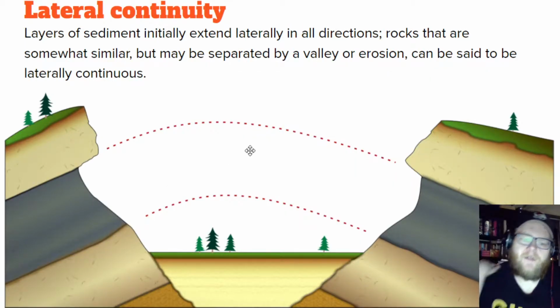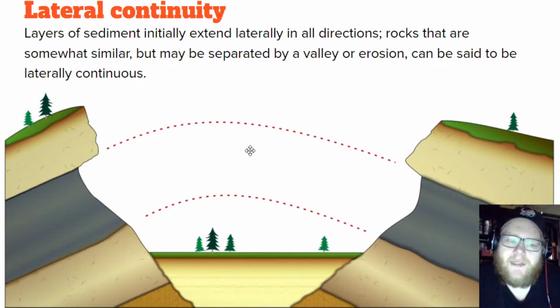And finally, we have lateral continuity, and this one says that layers of sediment initially extend laterally in all directions, and that even if they're separated by a valley or erosion, they're still laterally continuous. And this picture displays that.